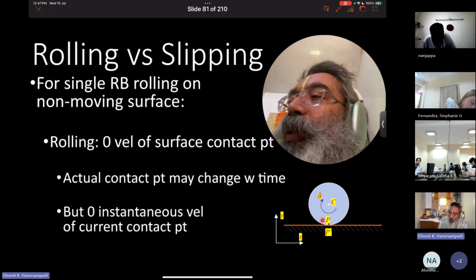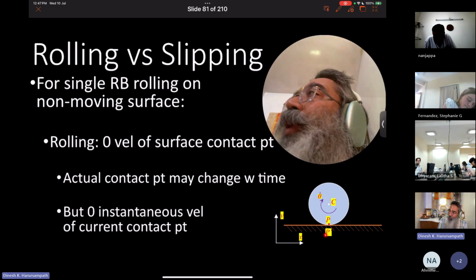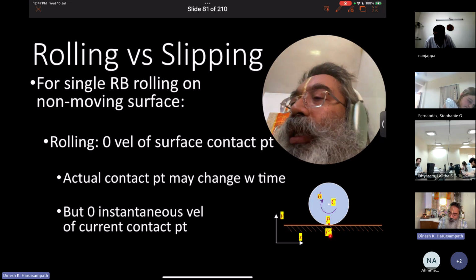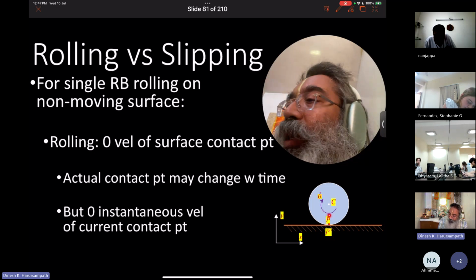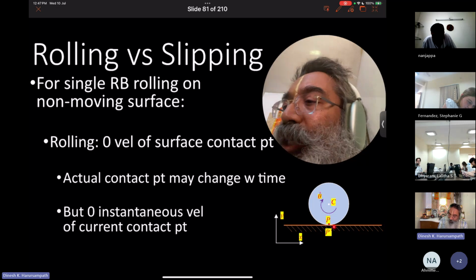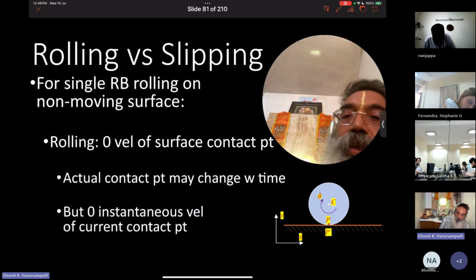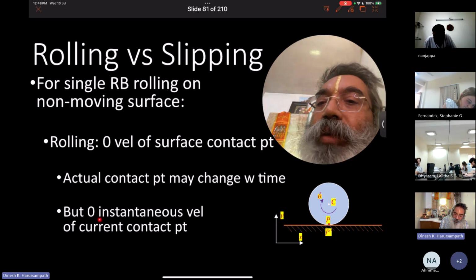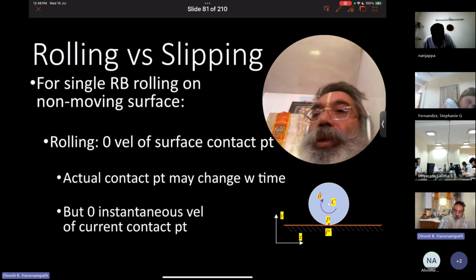So with respect to either of the bodies, these points are actually moving. It's not that these points are fixed on those things. It's just the contact point that we are talking about. Both of them are exactly identical, just that imaginatively we are distinguishing these two as P and P prime, because in reality they are the same. That's why you have the zero instantaneous velocity of the current contact point.